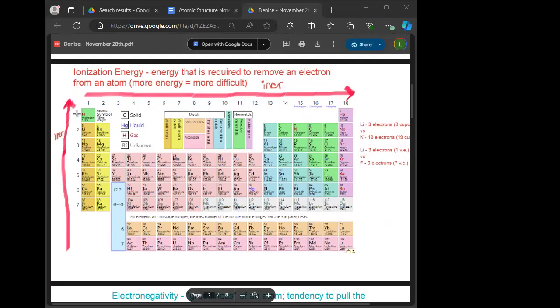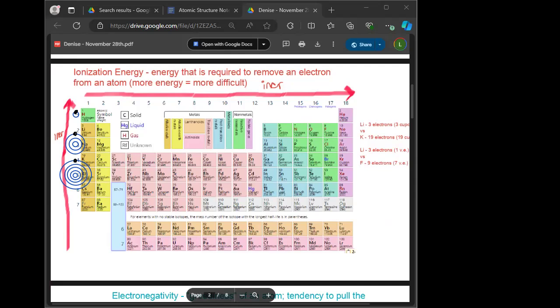So it partially has to do with the energy levels again. Everyone on row one has one energy level. Row two has two energy levels. Row three has three energy levels. Four has four energy levels. Five has five energy levels. Okay. Everyone in column one is only going to have one valence electron. Okay, so like I said, everyone in column one only has one valence electron.